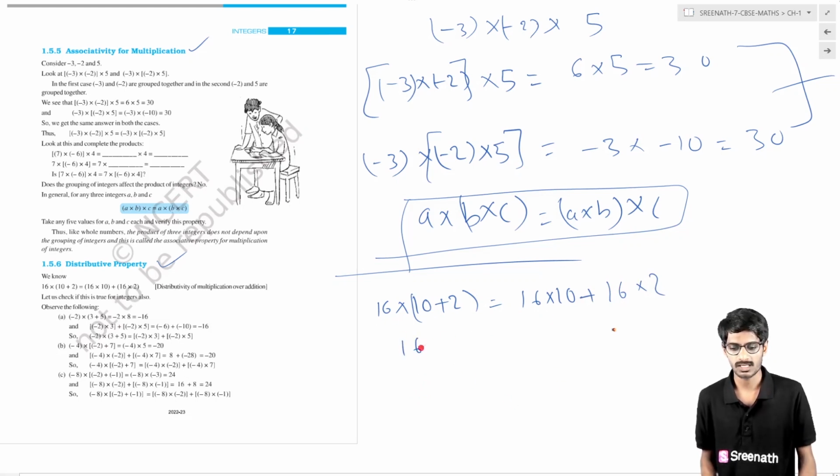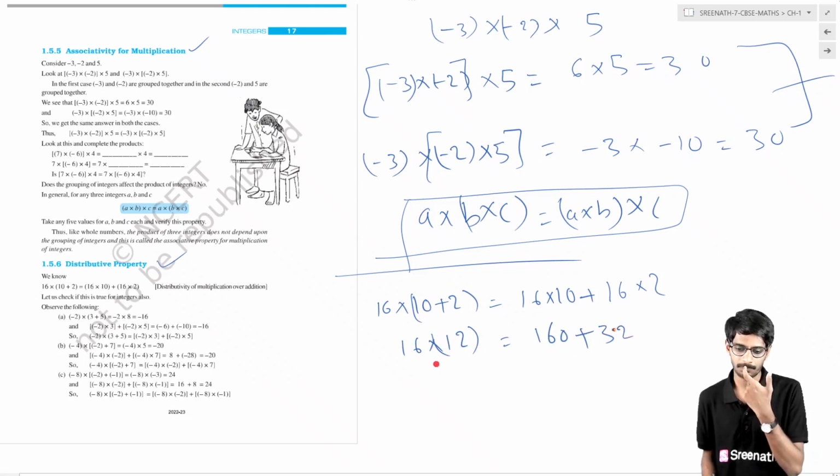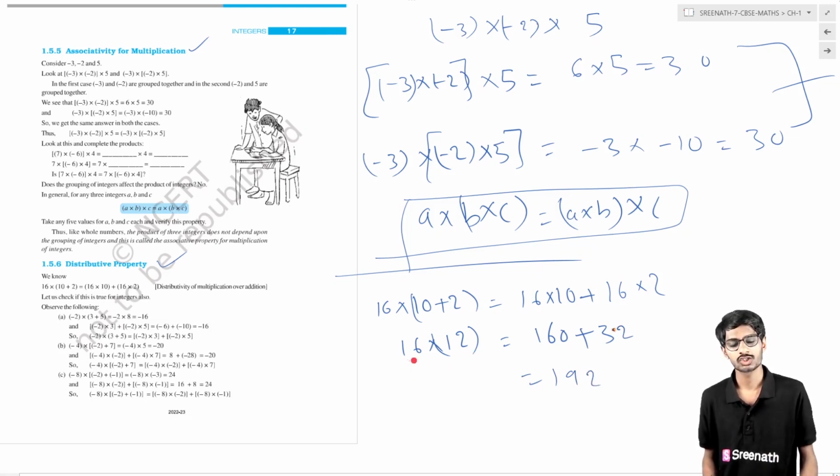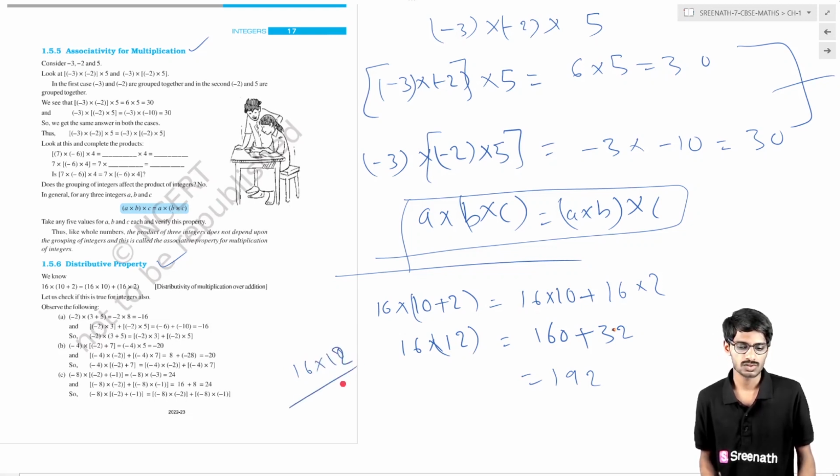16 into 10 plus 2 means 16 into 12. Here 16 into 10 is 160, plus 16 twos are how much? 16 twos are 32. Finally, what is the answer? 160 plus 32 means 192. Okay, 192. Now 16 into 12 directly: 6 twos are 12, write 2 and carry 1, then 1 six is 6 plus 1 is 7, 1 one is 1, and the result is 192.